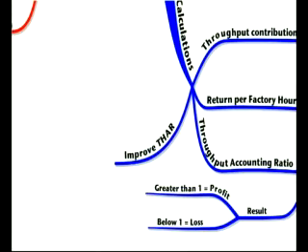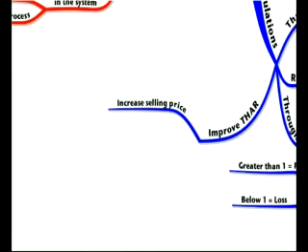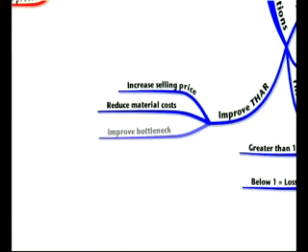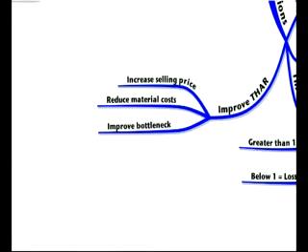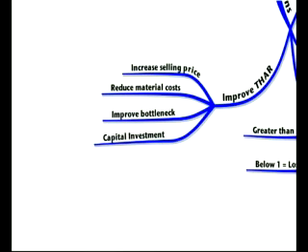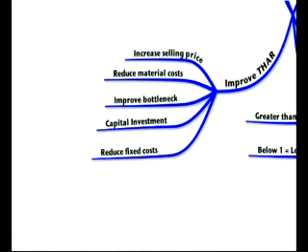Ways to improve your throughput accounting ratio? Well, you could increase your selling price, you could reduce your material costs, you could improve the bottleneck, so improve efficiency so that you get more, or you run it for more hours and get more out. Or you could increase your capital investment to increase the efficiency again of your bottleneck. Lastly, you could reduce those fixed costs, so all of those other factory costs, if you reduce those and you're making the same throughput contribution, that will increase your throughput accounting ratio.